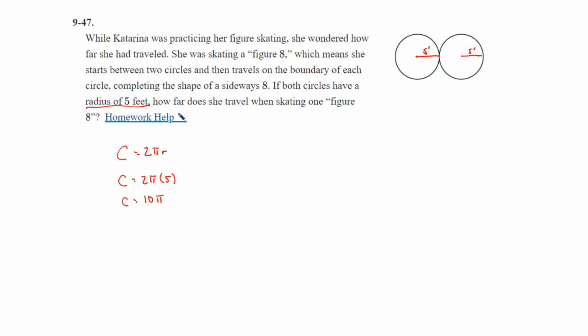And there are two circles, so you're going to take your 10 pi times 2. So that gives us 20 pi for the total distance. And so then we can calculate that approximately. So the total distance will be equal to 20 pi, or approximately 62.8 feet.